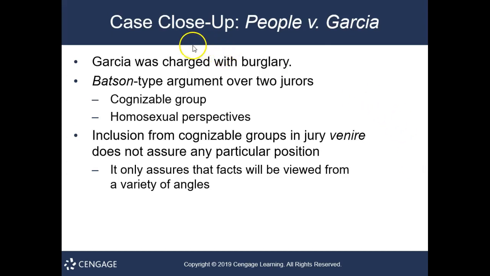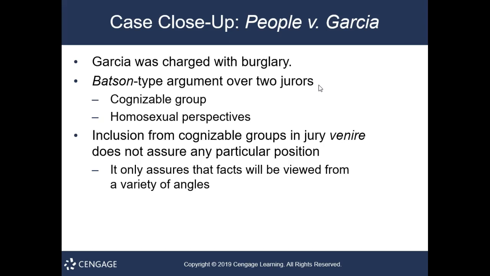Let's look at People versus Garcia. This is a case that was charged with burglary. There was a Batson type argument. A Batson type argument is one, of course, where the defense or the prosecution says the other side kicked off jurors for being in a cognizable group. In this case, the cognizable group was claimed to be homosexuals. It was two lesbians that were kicked off.